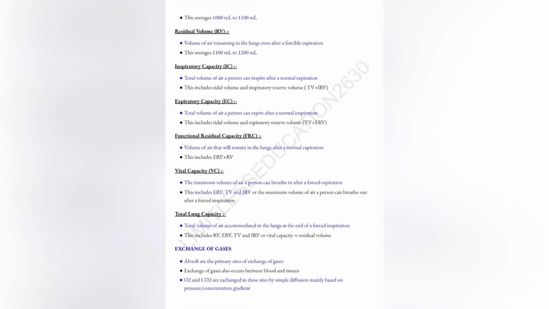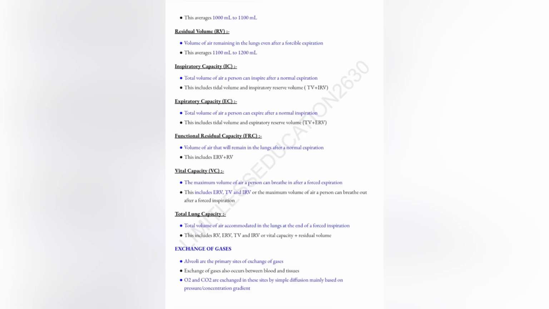Expiratory capacity, total volume of air a person can expire after a normal inspiration. This includes tidal volume and expiratory reserve volume. Functional residual capacity, the volume of air that will remain in the lungs after a normal expiration, which includes ERV plus RV, which means expiratory reserve volume and residual volume.